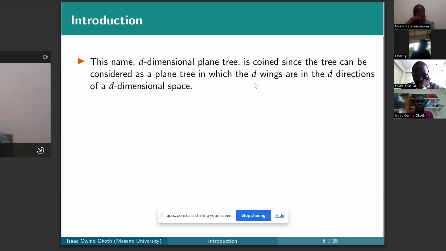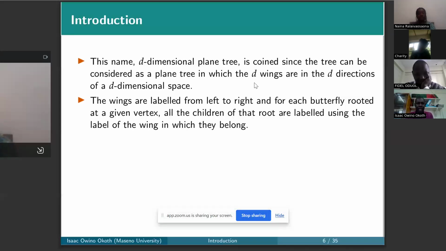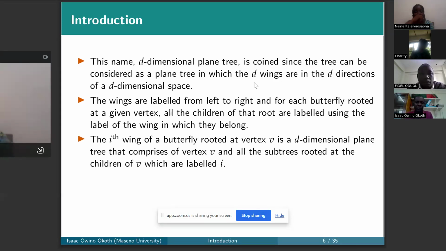So we chose the name d-dimensional plane tree because this tree can be considered as a plane tree in which the d wings are in the d directions of the d-dimensional space. The wings, as I've said, are labeled from left to right, that is 1, 2, all the way up to d. All the children of the root are labeled using the label of their wing. So we can talk of the ith wing of a butterfly rooted at v.